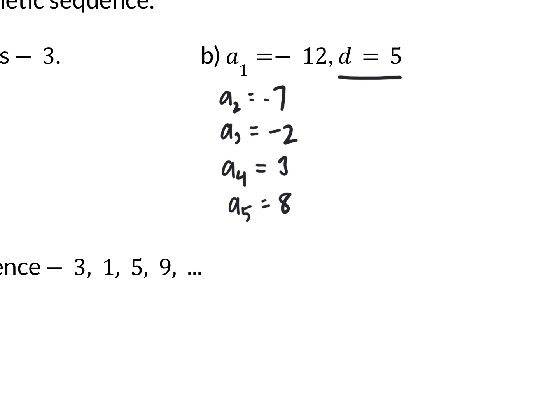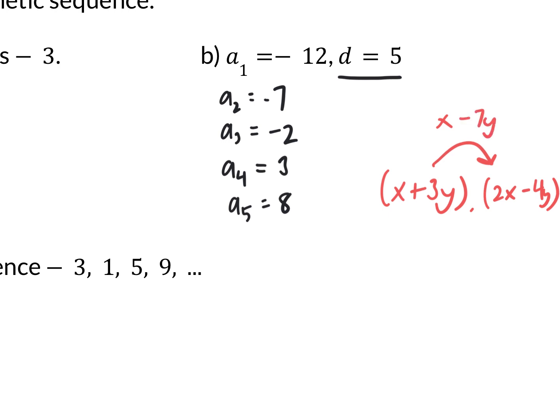Now, there might be a crazy one on your homework where, let's say, my first term is x plus 3y, and my second term is 2x minus 4y. How do I get from one term to the other? What am I adding? I'm adding an x, but I'm subtracting 7y. So that's your common difference between those two terms.